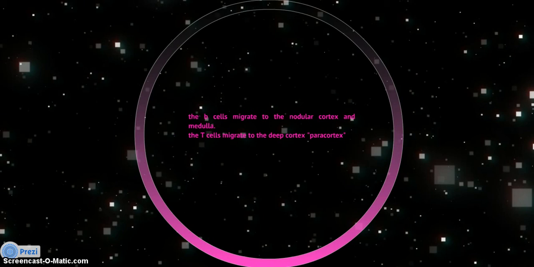The B cells migrate to the nodular cortex and medulla. The T cells migrate to the deep cortex and paracortex.